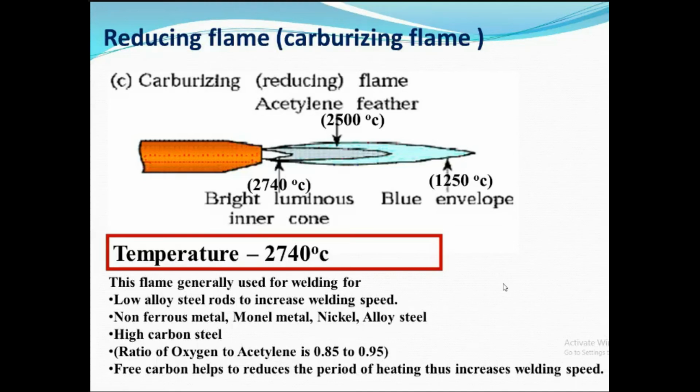So carburizing and reducing flames, if you look at them, you will see the bright inner core, and after that some luminous blue envelope.